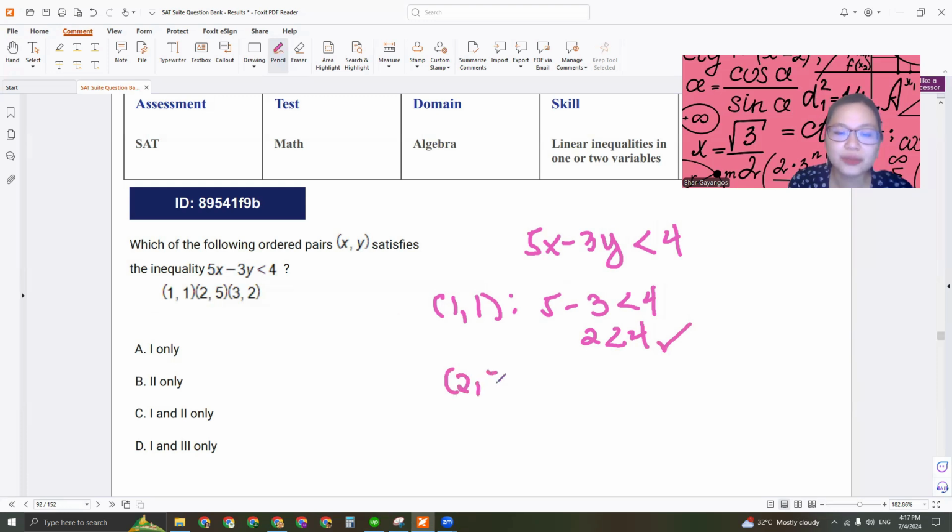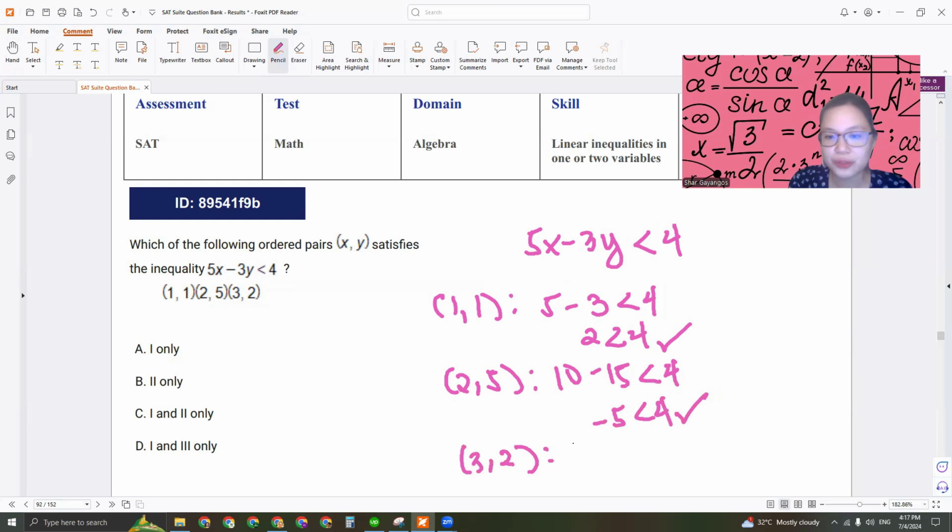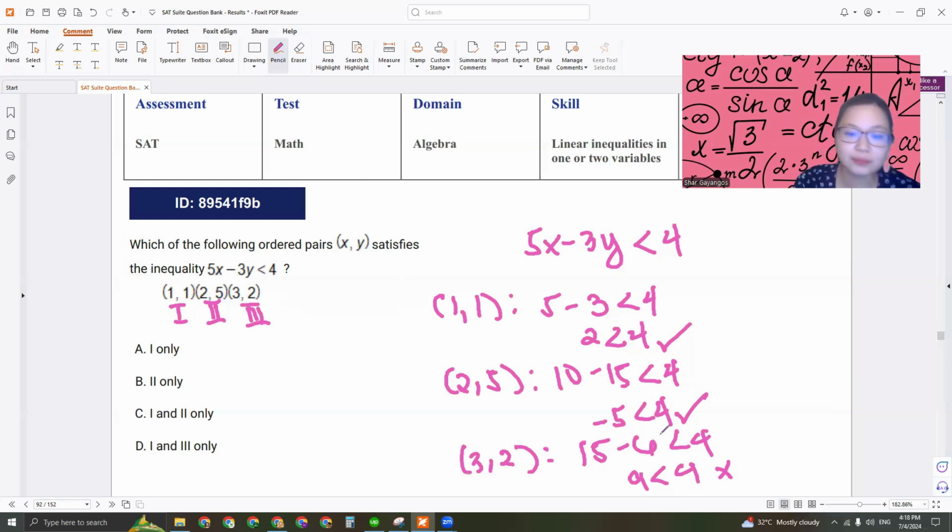And then let's continue to 2, 5. What does 2, 5 give us? 10 minus 15 is less than 4. Any negative number is less than a positive number, so this one is also correct. 3, 2, just plug in. 15 minus 6 is less than 4. 9 is less than 4. This one is incorrect. So I believe the original question on the question bank labels each of these as 1, 2, and 3. So we only have 1 and 2.